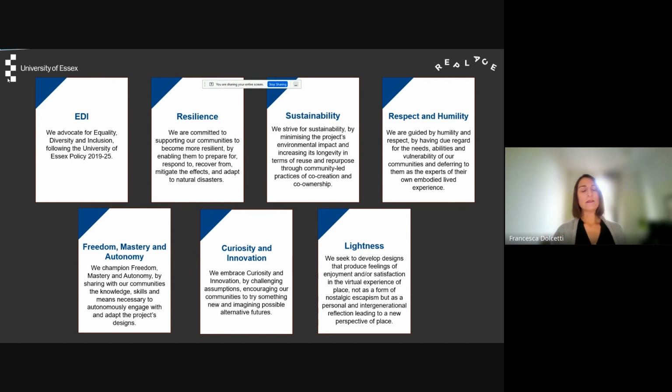The last one, and actually the most complex one that we have in Replace, is lightness. So basically, we seek to develop designs that produce feelings of enjoyment and satisfaction in the virtual experience of the place, but we don't want to engender a form of just nostalgic escapism. We want to create means for personal and intergenerational reflection that leads to a new perspective of place.